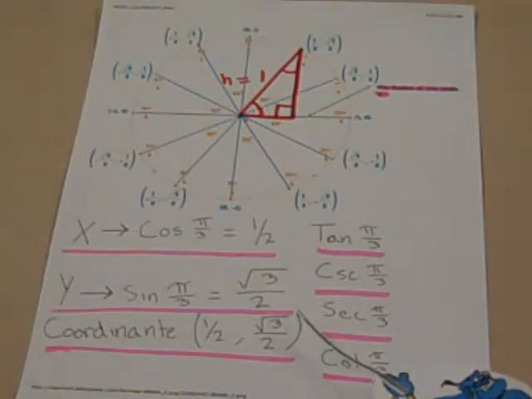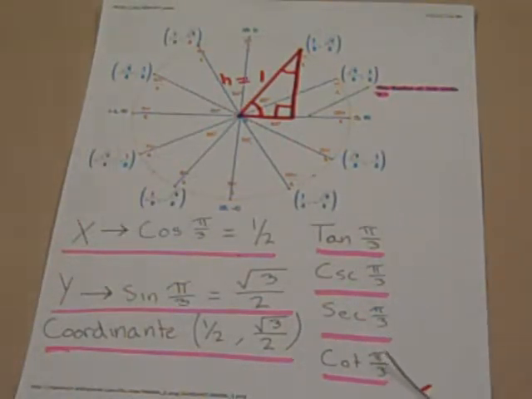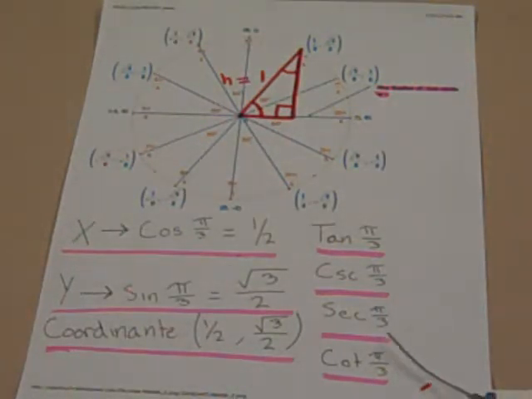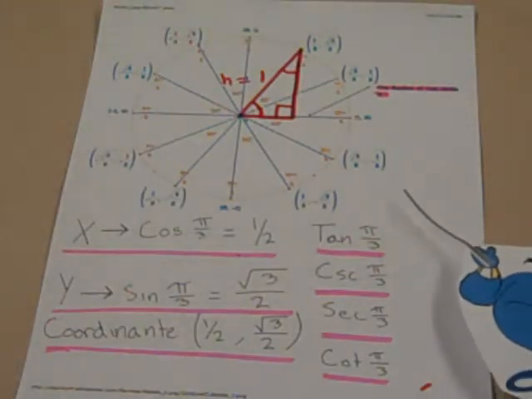The other trigonometric functions, tangent pi over 3, cosecant pi over 3, secant pi over 3, and cotangent pi over 3, can be found using the triangle and/or the reciprocal and quotient properties.